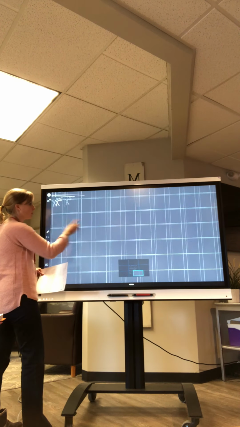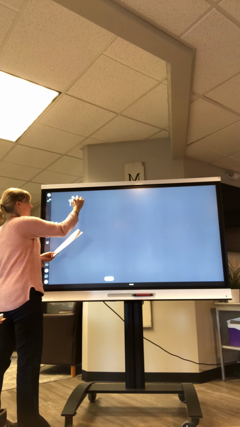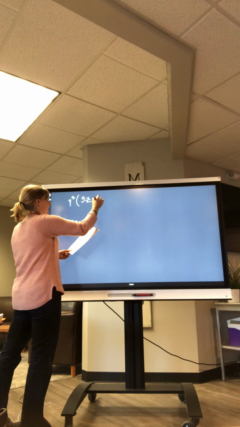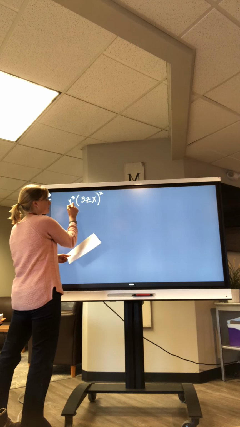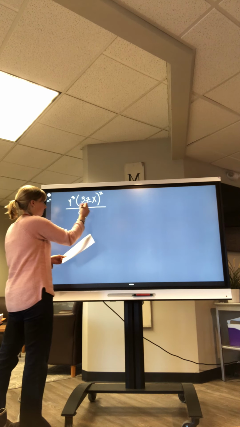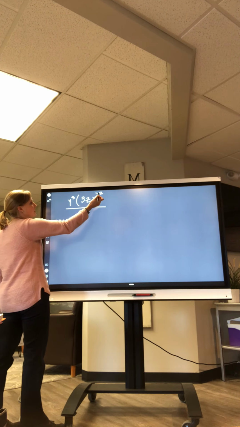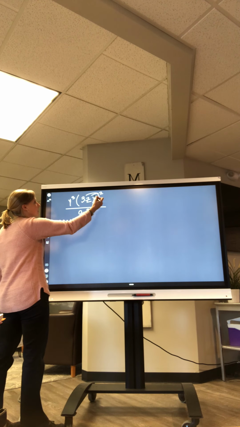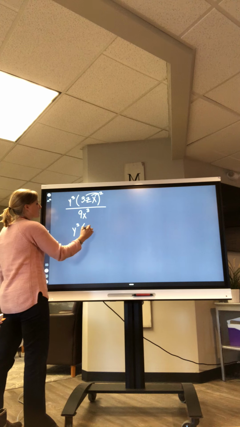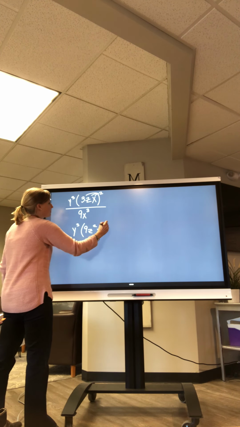And then one more problem. y cubed times 3z times x squared over 9x cubed. Okay, first thing we need to do is give everybody this 2. 3 gets the 2, x and z. So it's going to be y cubed, 3 squared is 9, z squared, and x squared.